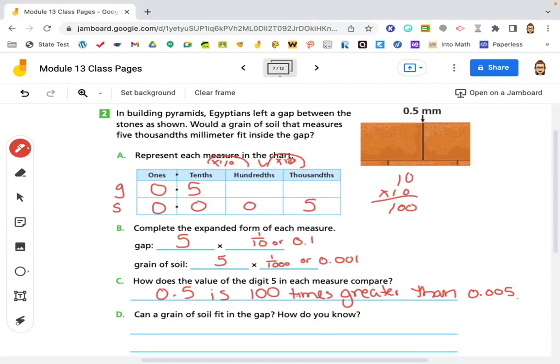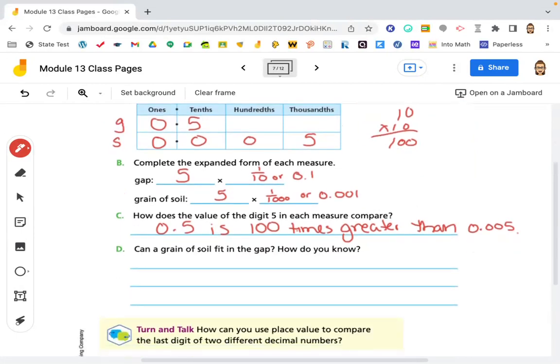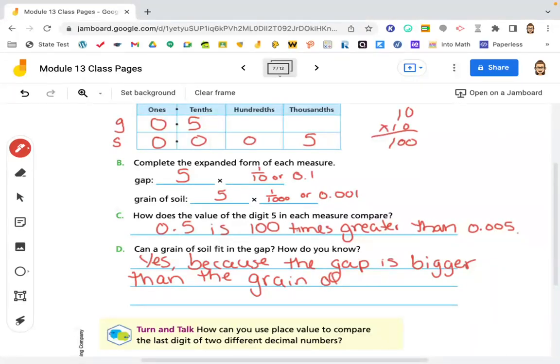So can a grain of soil fit into the gap, and how do you know? Well, yes, because the gap is bigger than the grain of soil, since 5/10 millimeters is greater than 5 thousandths millimeters.